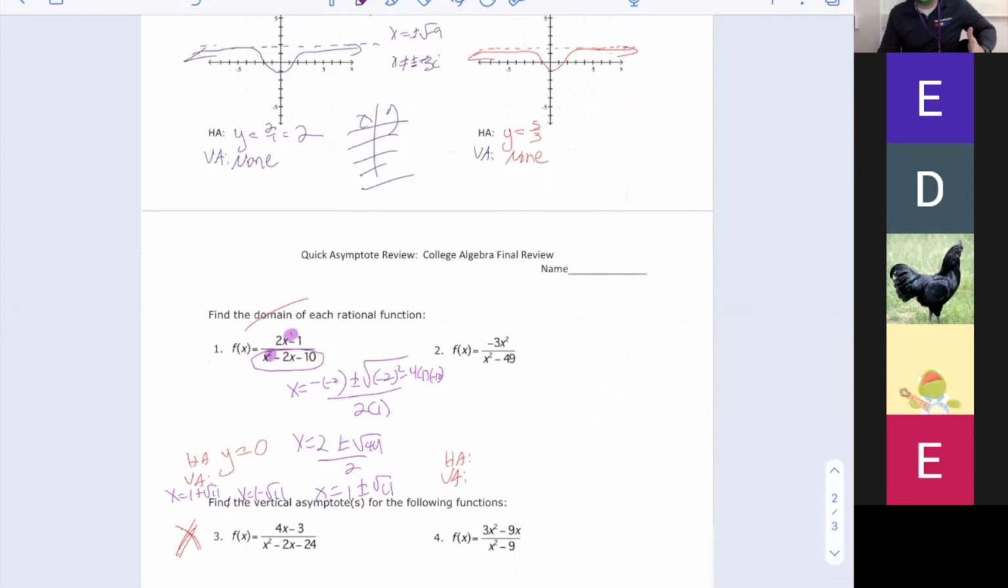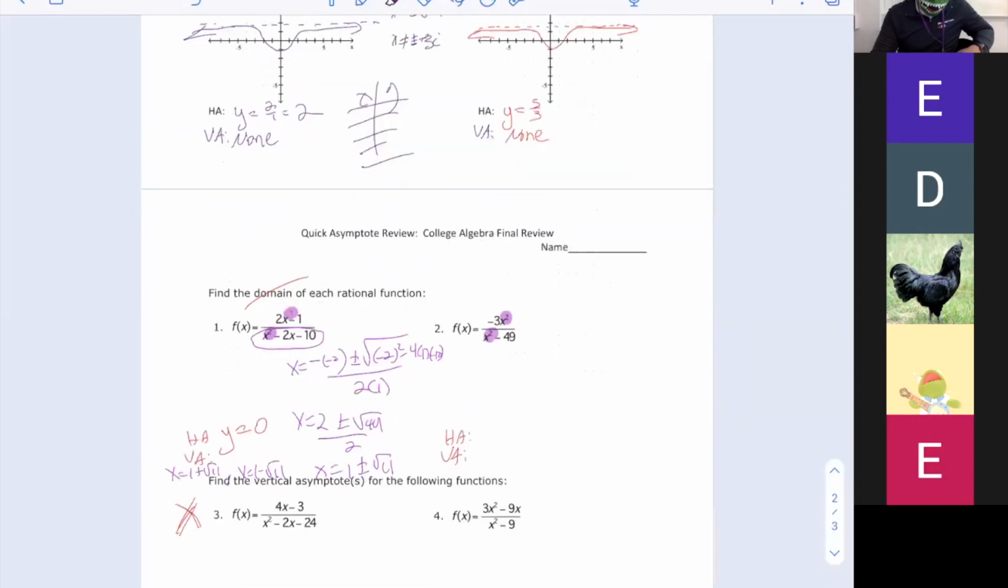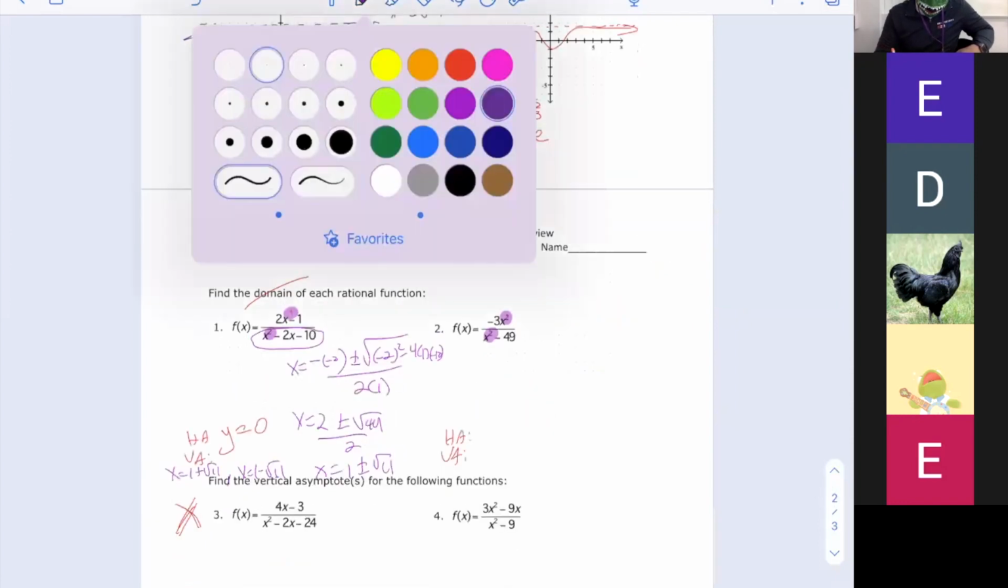All right, now looking at number 2, again, pay attention to the exponents. This is 2, this is 2. They are the same. So what do we do when they're the same? When they're equal to each other, then the horizontal asymptote is a over b. Or in this case, negative 3 over 1.